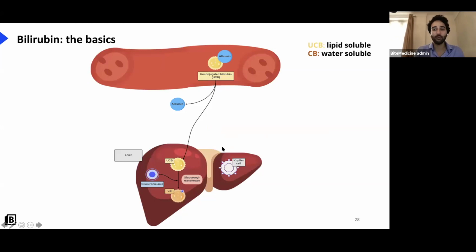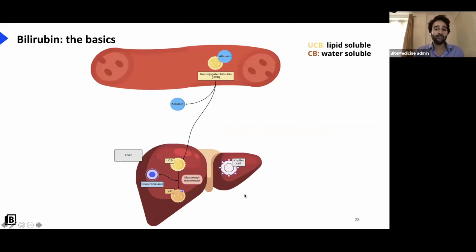Nice. So here we go. We were already talking about before unconjugated bilirubin being lipid soluble, bound to albumin, and then being transported to the liver. We're going to talk about this process going on in the liver now because this is also very important.